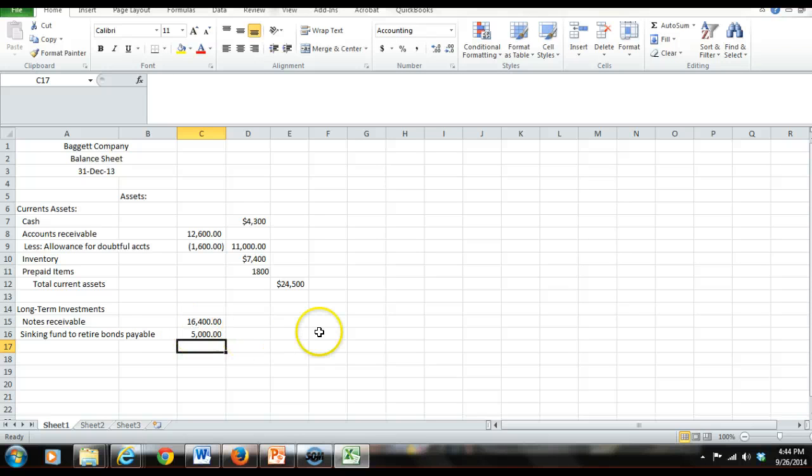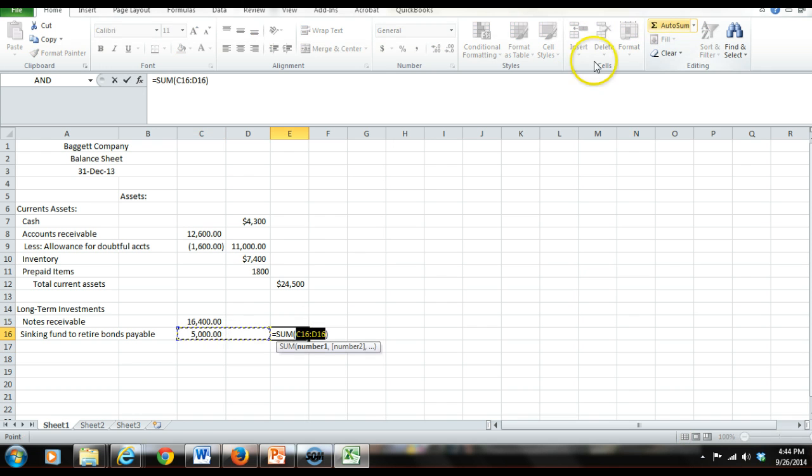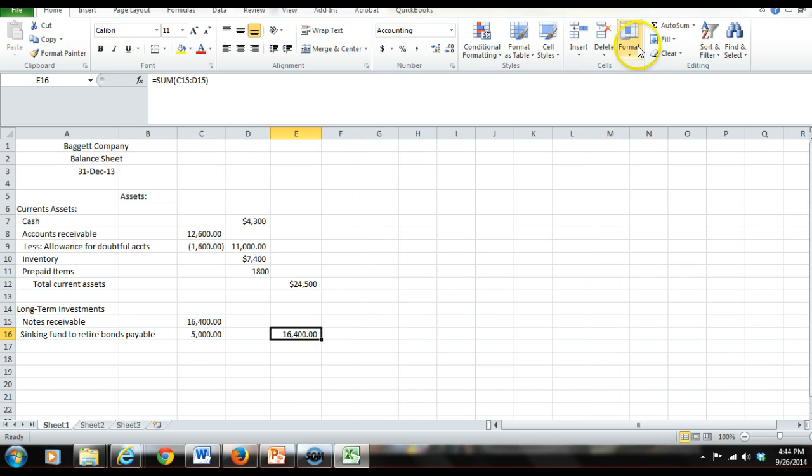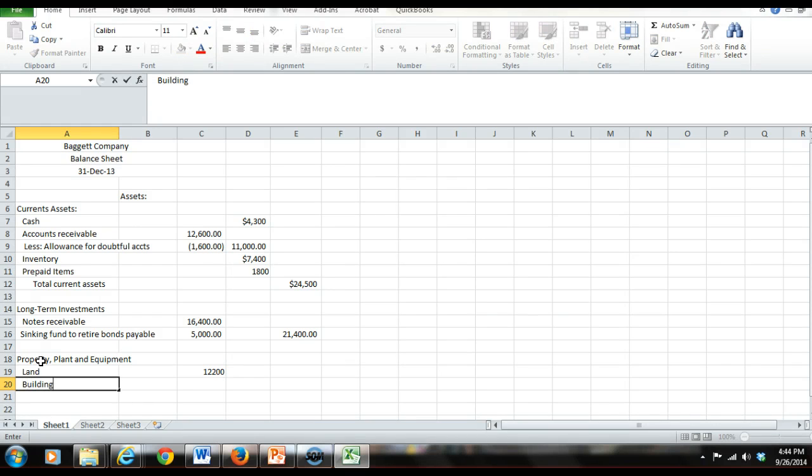And here we've got our long-term investments of $21,400. Now as we move on to our property, plant, and equipment, our property, plant, and equipment generally begins with our land of $12,200. Then we've got our buildings of $57,400, less our accumulated depreciation.